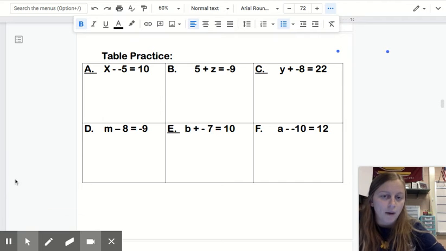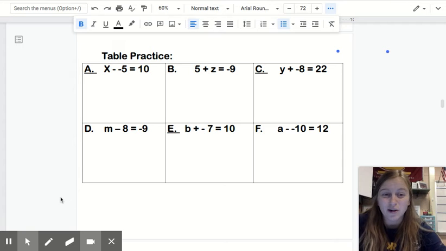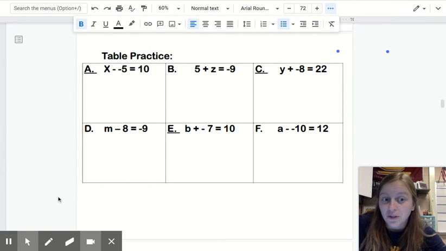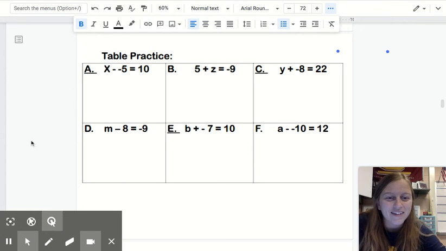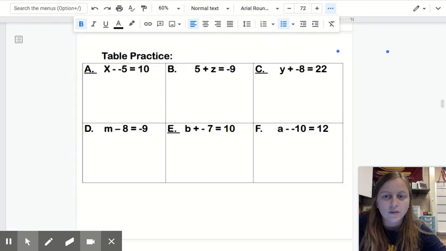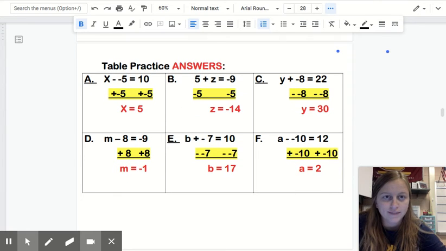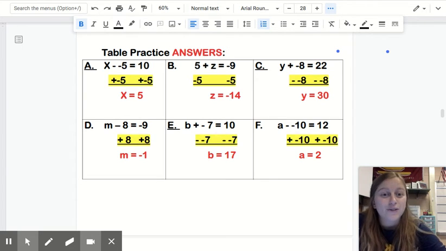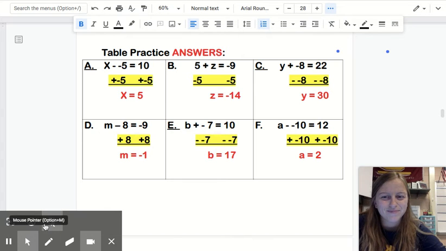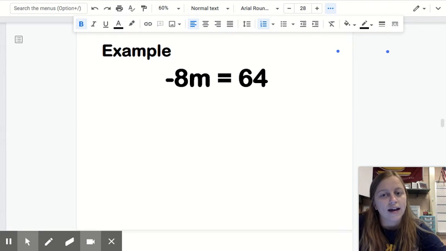All right, so we've got some table practice here. Go ahead and pick one of these and try it on your own. Pause the video while you work. You could try all 6 if you really wanted to. All right, let's see how you did with those. So here are the correct answers for that table practice. If you need to pause the video for more time to check your answer, correct it if you made a mistake, do that now. So those were all addition and subtraction examples. Now we're going to look at multiply and divide examples.